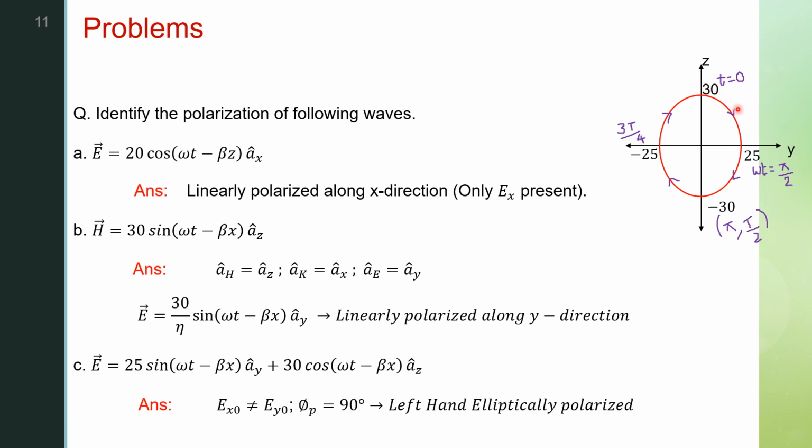So just see what about the rotation. Yes, it is having a clockwise rotation and the wave is along positive direction, right? It is along positive x. So it is in positive direction with clockwise rotation. So we will get to know it is left hand elliptically polarized.